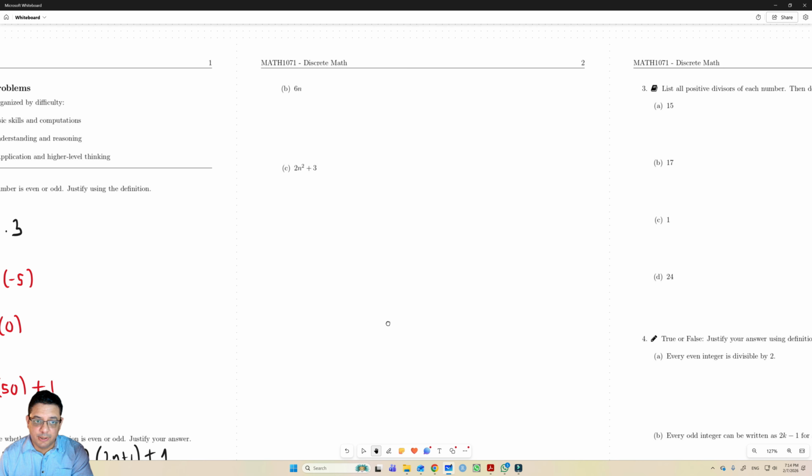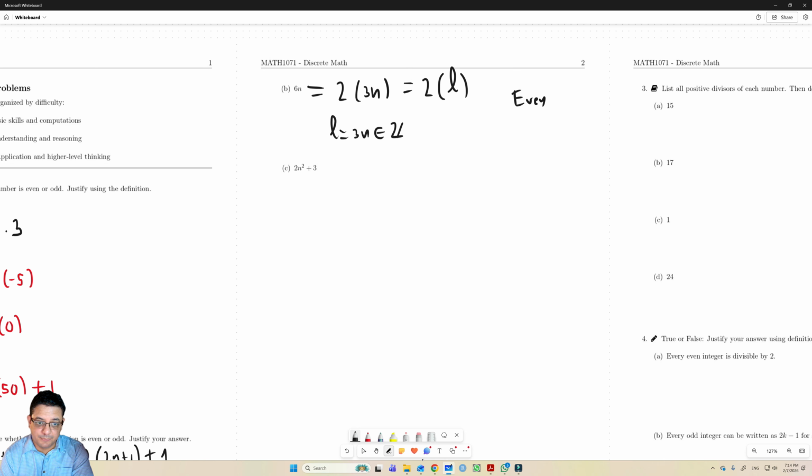Now 6n clearly is something that we can see as 2 times 3n, and I can very easily see this as 2l, where l is going to be 3n, and this clearly belongs to the integers. Since n is an integer, 3n is going to belong to the integers. So this is going to be an even quantity.